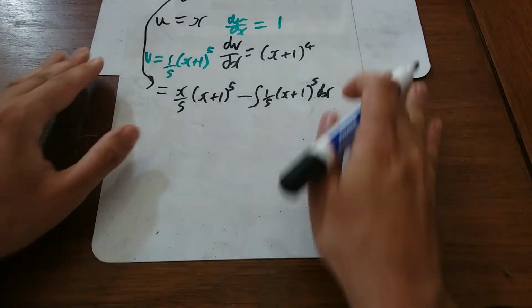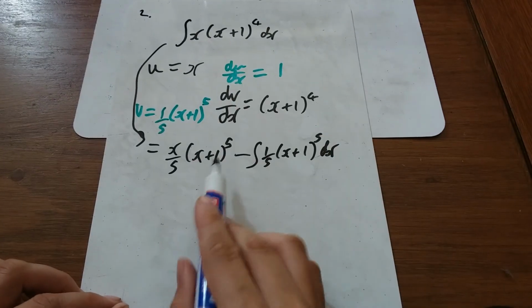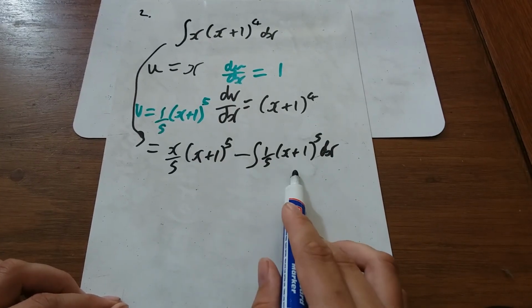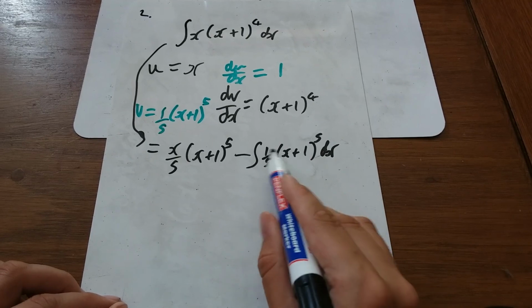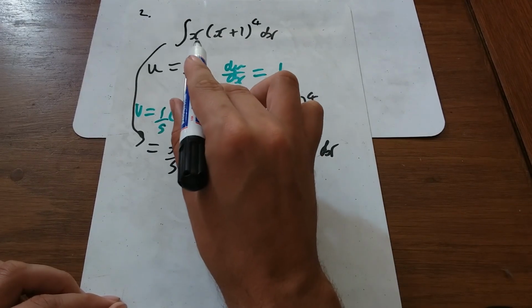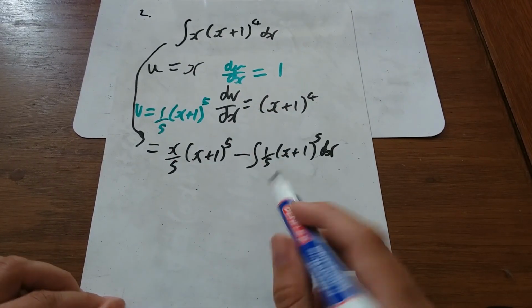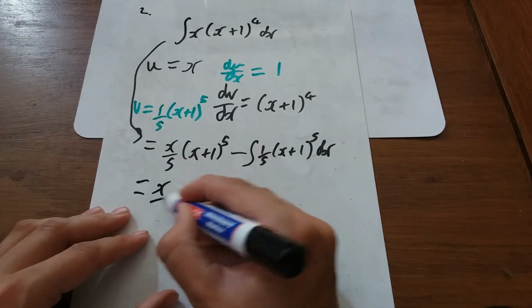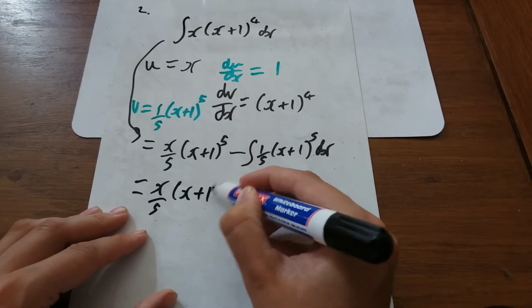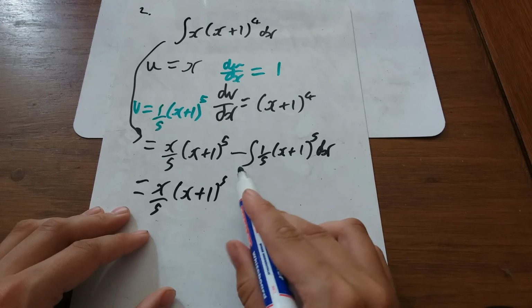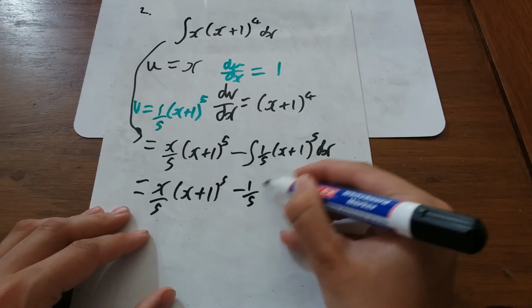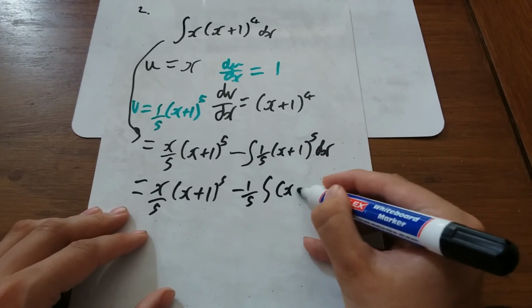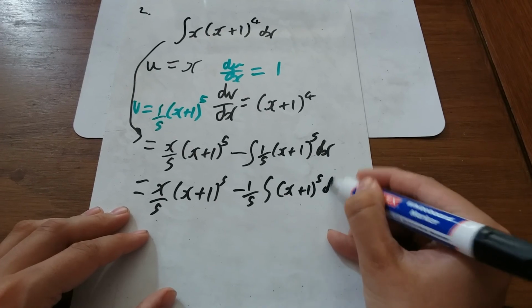Okay, right, we transformed the integral into this thing and another integral, but this integral is easier because it doesn't have an x at the beginning like this one did. It's just got a constant. So this is x over 5, (x plus 1) to the 5. I'm just going to take the fifth out of the integral. Anytime we have a constant, that's fine. (x plus 1) to the 5 dx.